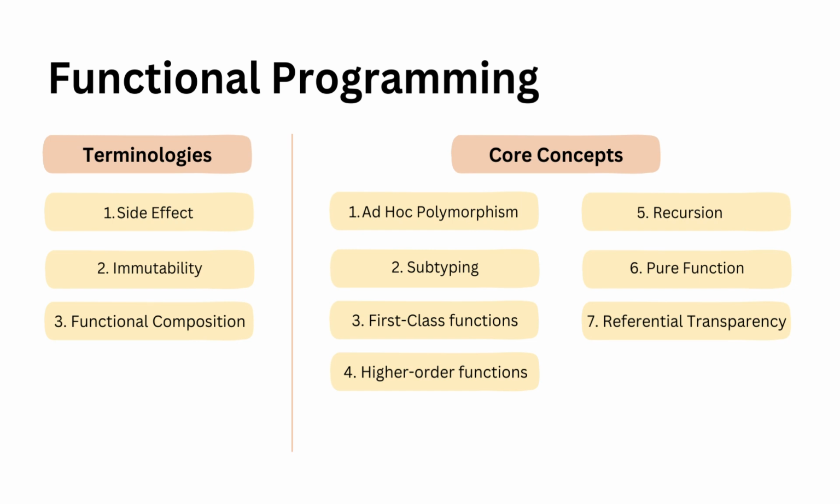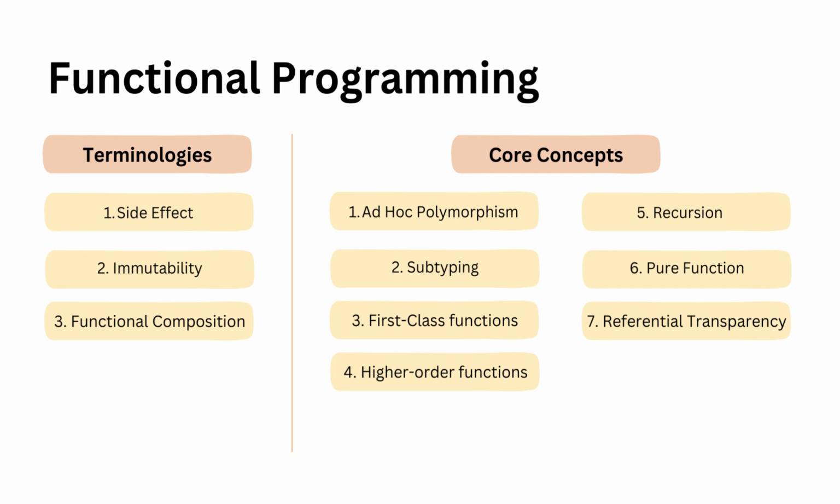passed as an argument, or even returned from a function, just like regular variables. This concept removes the difference between functions and data, making it super versatile. It's like having a Swiss Army knife where each tool can be used in any context. Now, let's explore the core concepts and terminology that make functional programming unique.